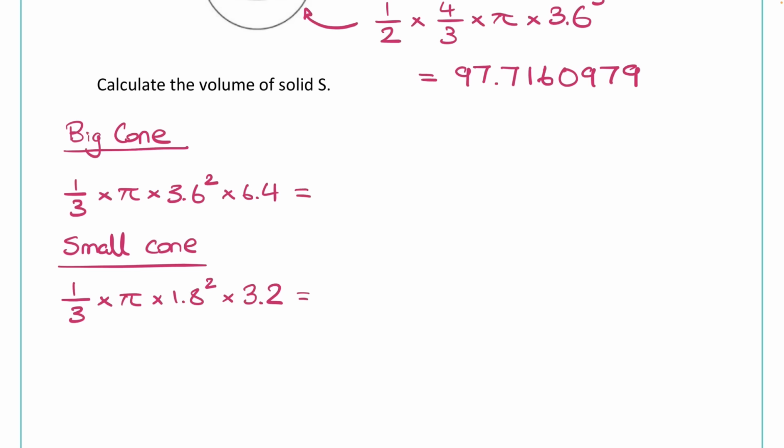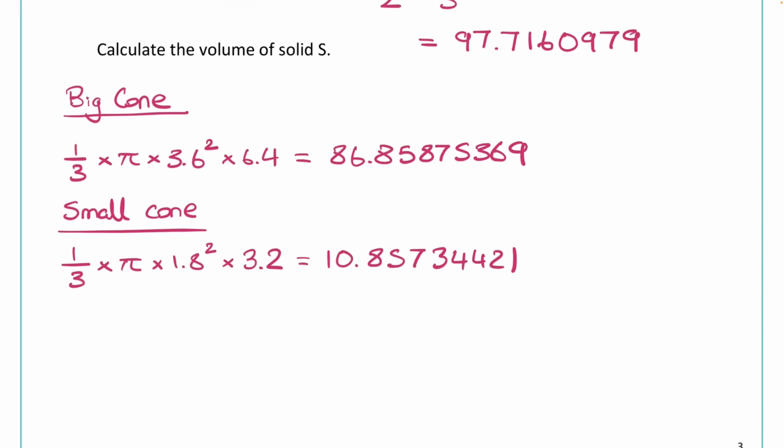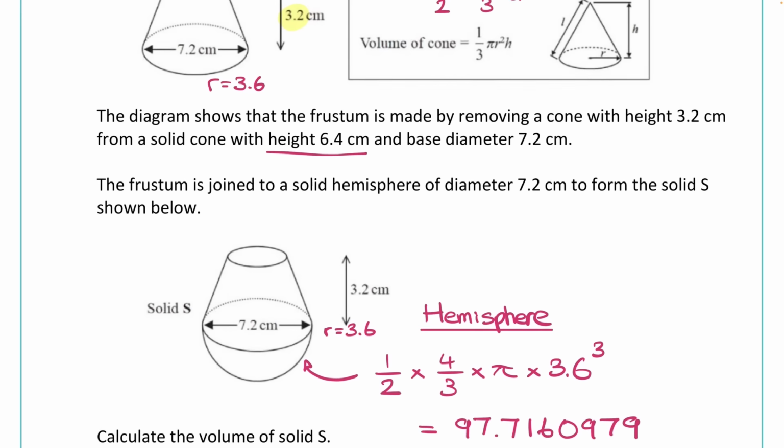That gives me a volume of 86.85875369. And for the next one, we have the radius 1.8 and the height of 3.2, and that gives us a volume of 10.85734421. Now I've got some quite long numbers here, so we do need to work out the volume of the frustum now. So we need to take them away.